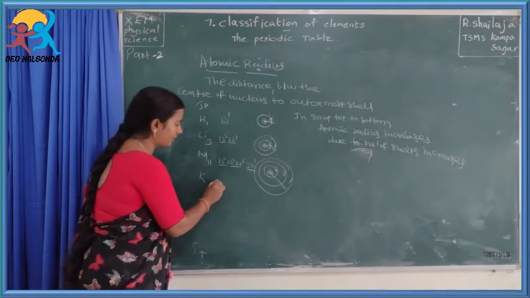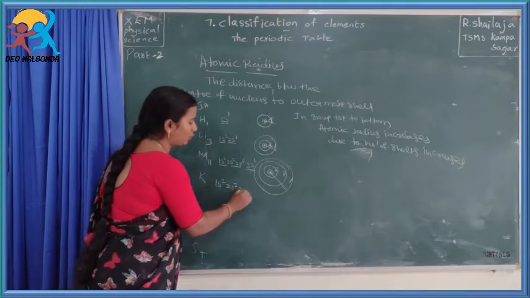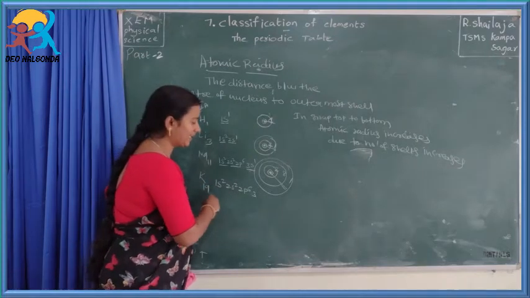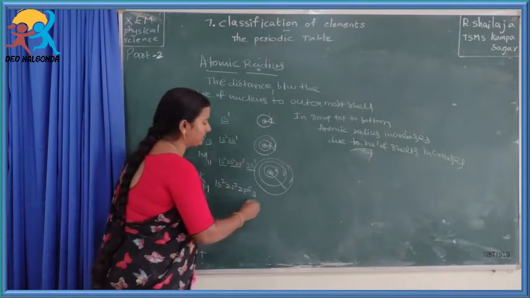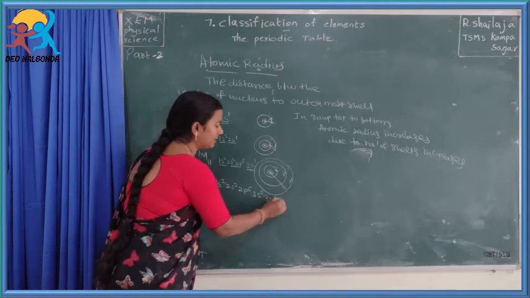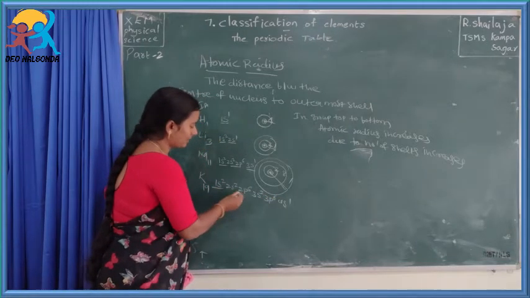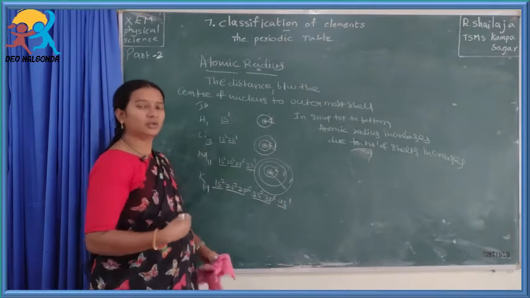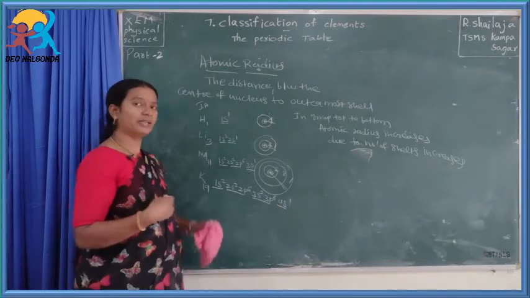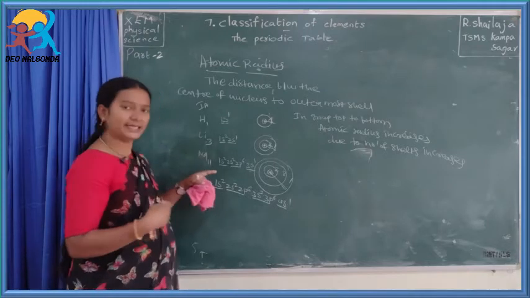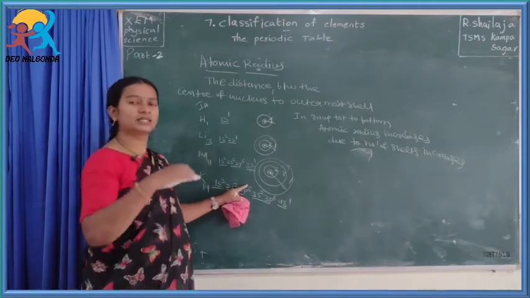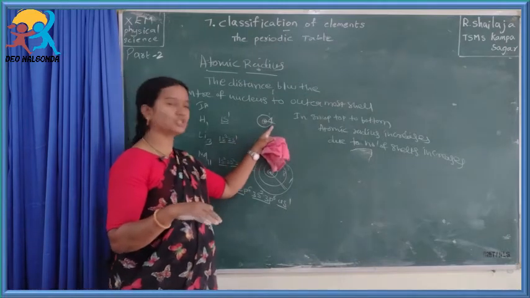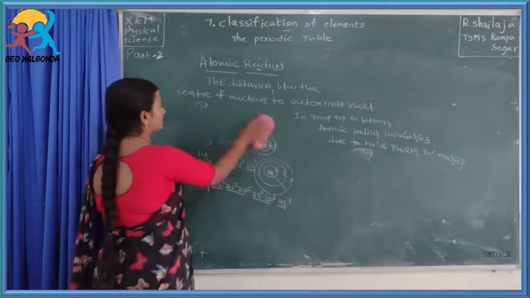Potassium, atomic number 19, has 19 electrons in a neutral atom: 1s2, 2s2, 2p6, 3s2, 3p6, 4s1. So there is a first shell, second shell, third shell and fourth shell. Each period change means the element's shells increase, so the distance from the center of the nucleus to the outermost shell increases.